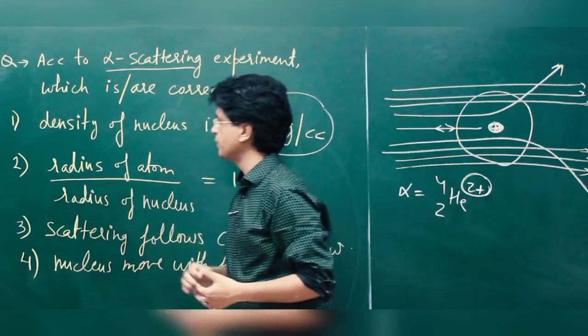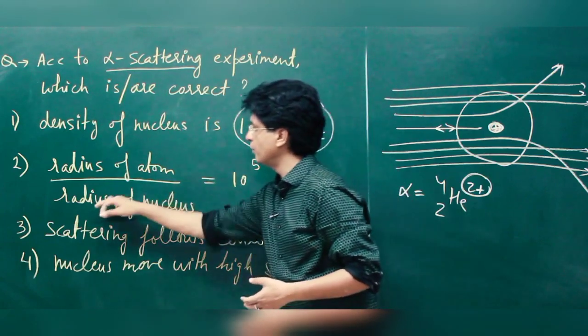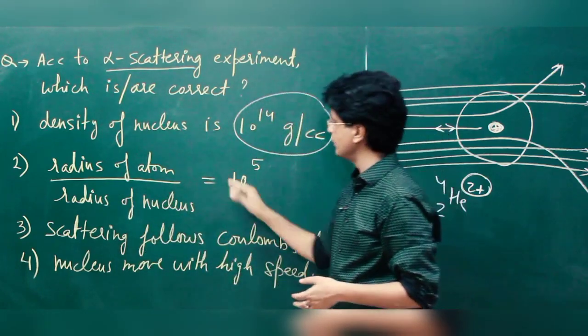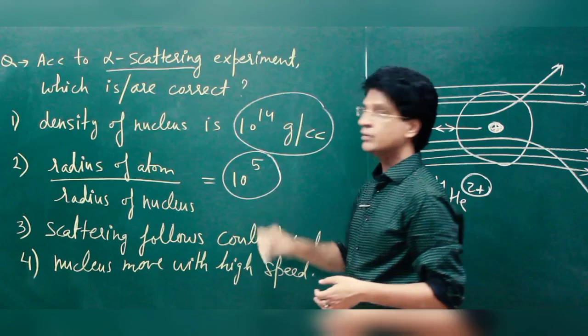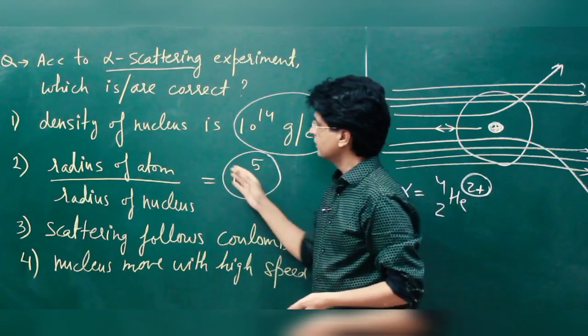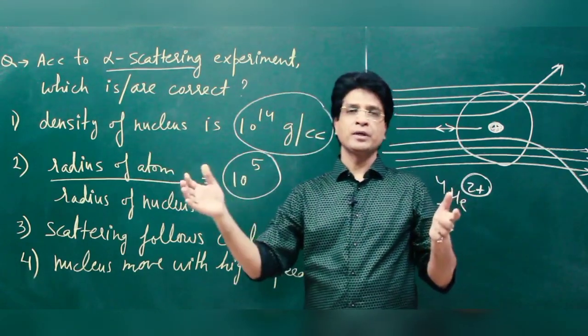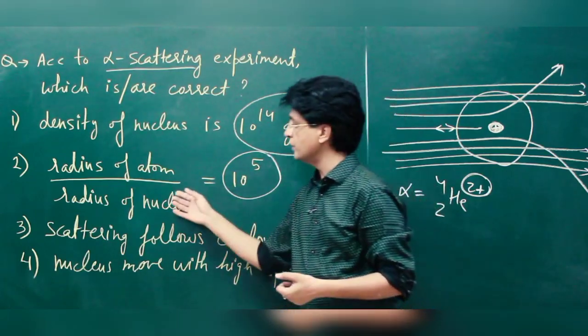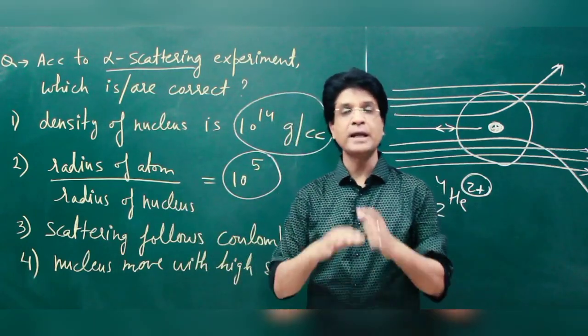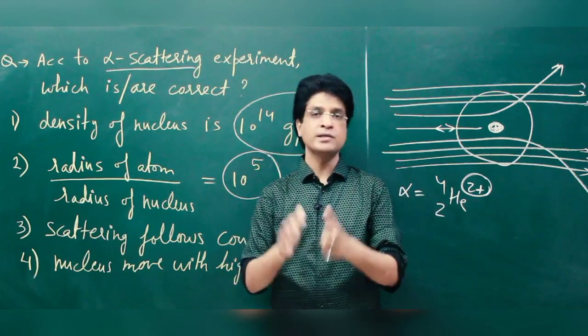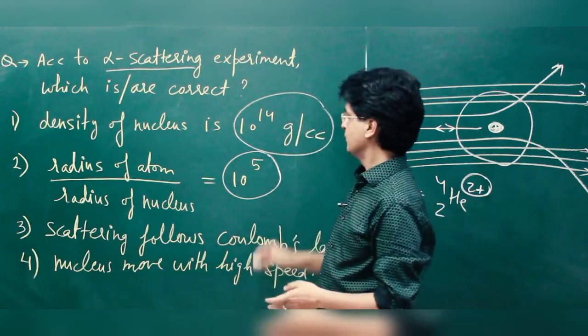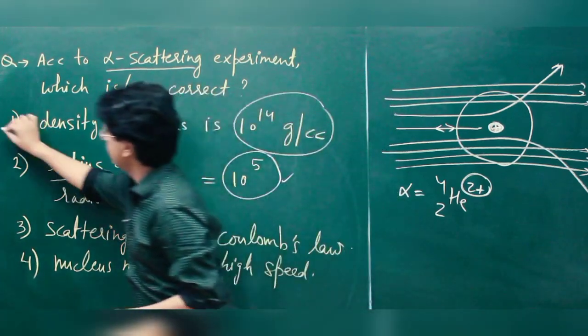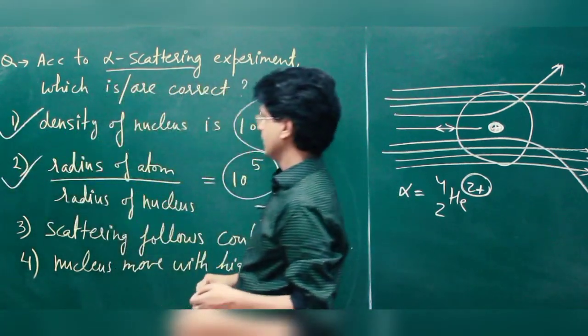Now second option is radius of atom upon radius of nucleus is almost equal to 10 to power of 5. So yeah, I told you that the radius of an atom is almost 1 lakh times bigger than the radius of the nucleus. That actually means 99% of the atom is empty. Okay, so this is also correct. So this is correct. This is correct.